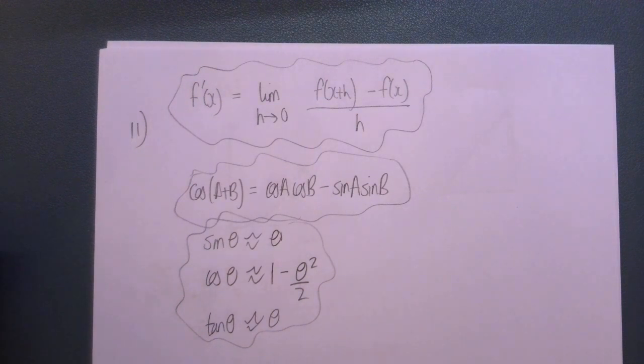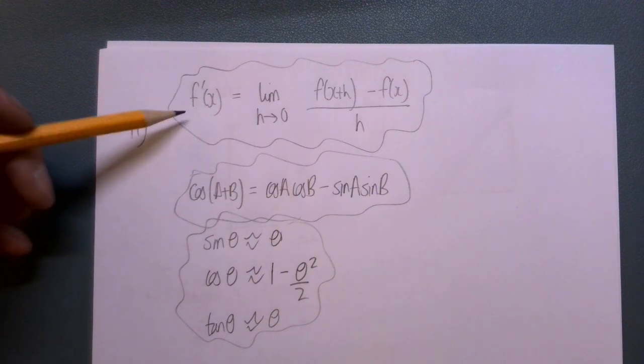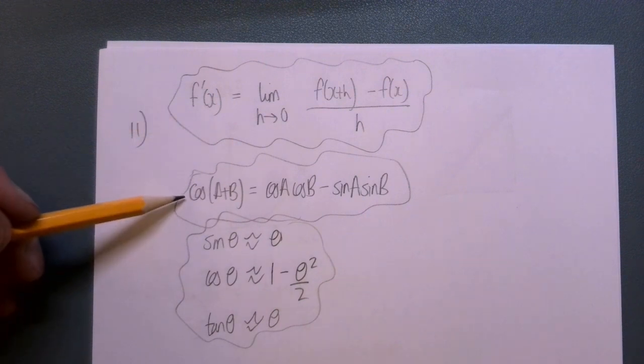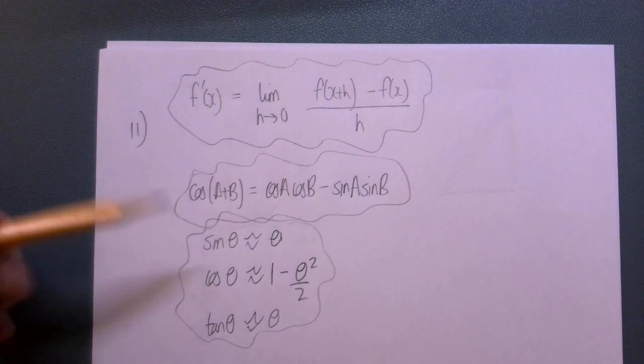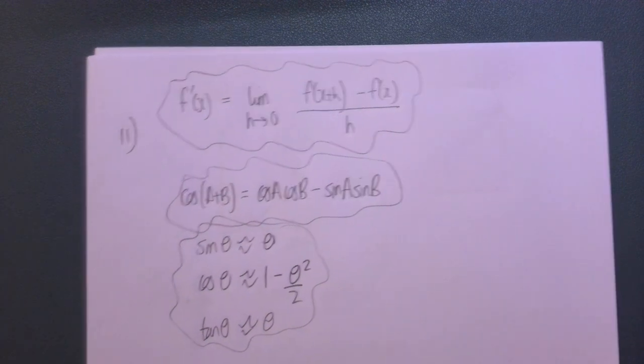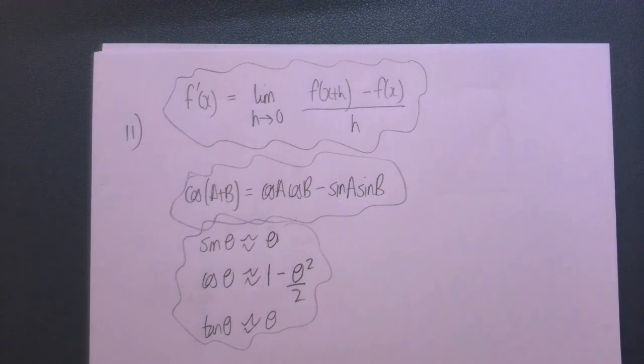There are three things we need from the formula sheet for this question. One is the formula for differentiation from first principles, which I'm not sure you need, but it's on there. The other is the cos A plus B formula, which you definitely will need. And then the small angle approximations formula, which you definitely will need. So let's use those three.